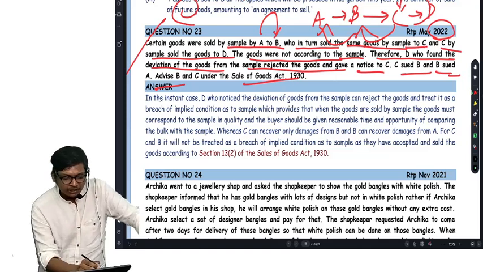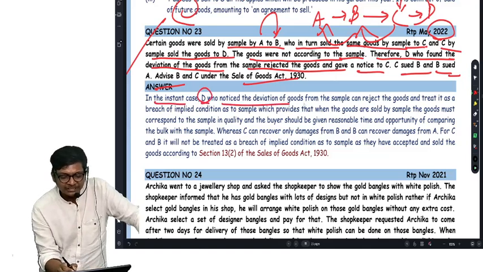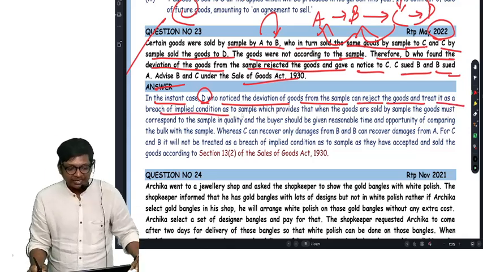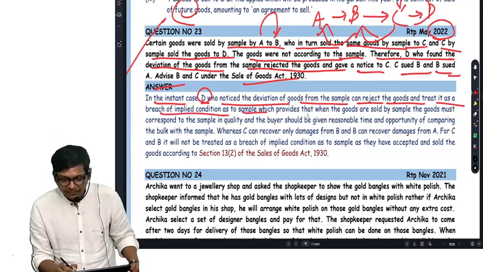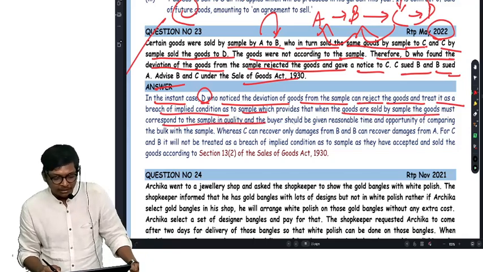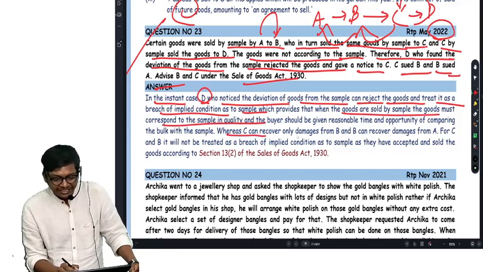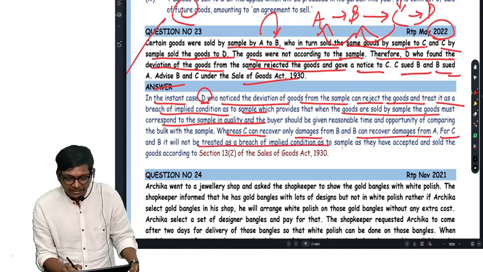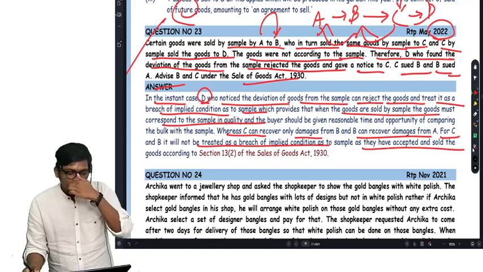In the instant case, D, who noticed the deviation of goods from the sample, can reject the goods and treat it as a breach of implied condition, as to sample, which provides that goods sold by sample must correspond with the bulk. Whereas C can recover only damages from B, and B only damages from A. For C and B, it will not be treated as breach of condition, but breach of warranty.